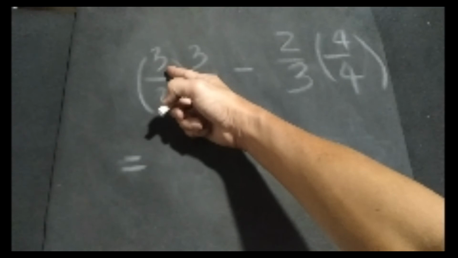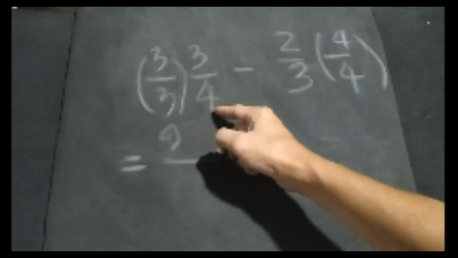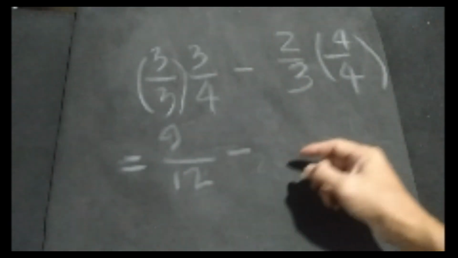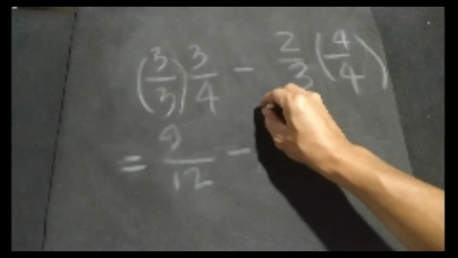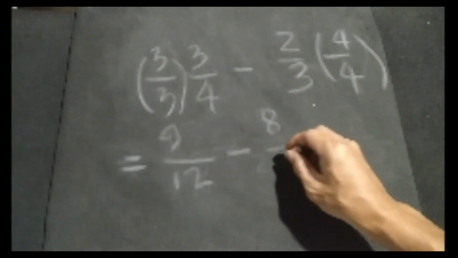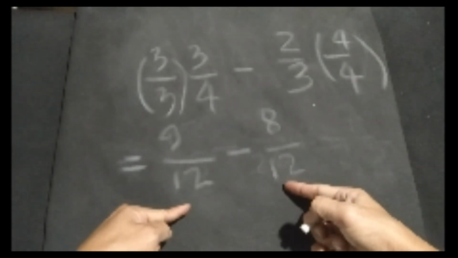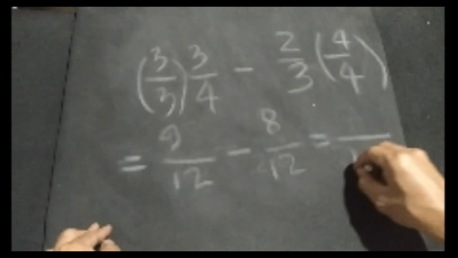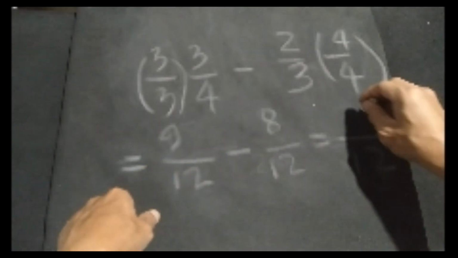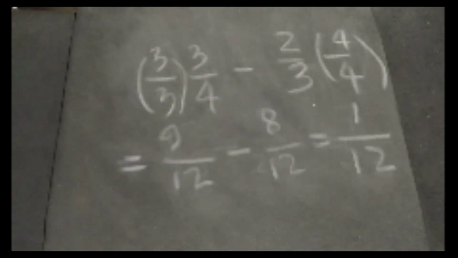Okay, we continue. 3 times 3 equals 9. 3 times 4 equals 12. We bring down the minus sign. 2 times 4 equals 8. 3 times 4 equals 12. And we have the same number 12 here, and we keep it down here. At the top we have 9 minus 8 equals 1. This is the answer.